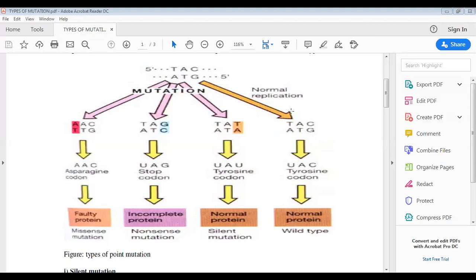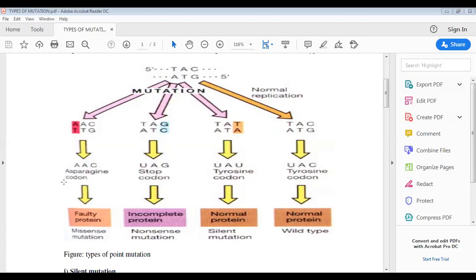Normal was this case, like TAC and ATG, right? Then it will be forming tyrosine, that is the normal protein. But here you can see that the protein is formed, but something is changed. So normal protein is there, but a mutation has occurred, so silent mutation. What is the case over here? G and C have changed, so UAG, so a stop codon will be there. And here a faulty protein AAC is forming, that is missense mutation. So these are the types of point mutation.